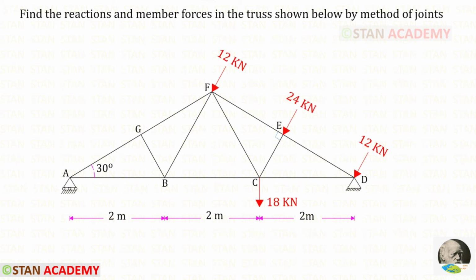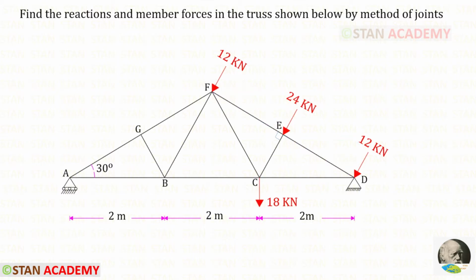Hello everyone. Today we are going to find the reactions and member forces in this truss. These three loads are inclined, but they are perpendicular to the line FD. That means here we have 90 degree, here 90 degree, and here 90 degree.